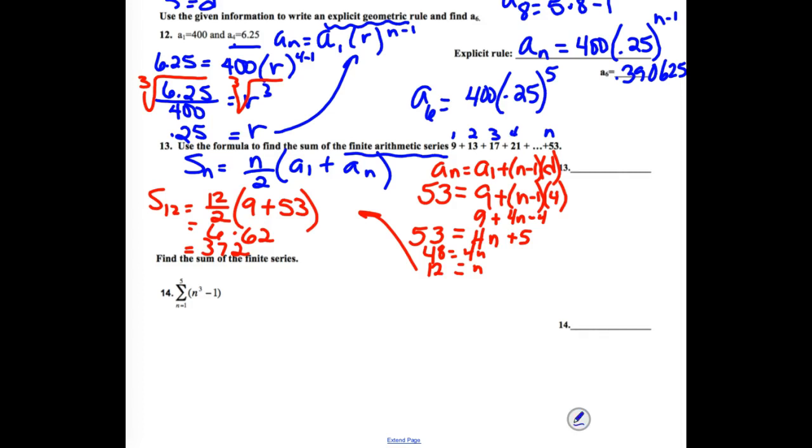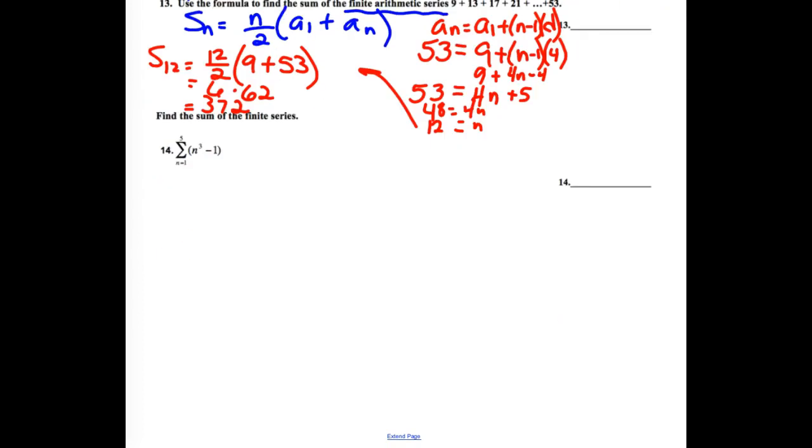The next question is still asking us to do a sum. It's telling us that it is a finite series. Is it arithmetic or geometric, or neither? We look at our formula here, n cubed minus 1. If it's arithmetic, it has to be a linear formula, things like 2n plus 5, an expression like that.